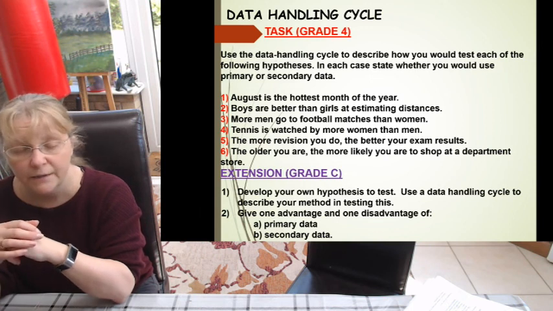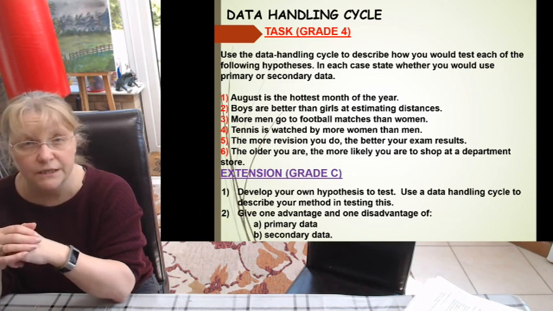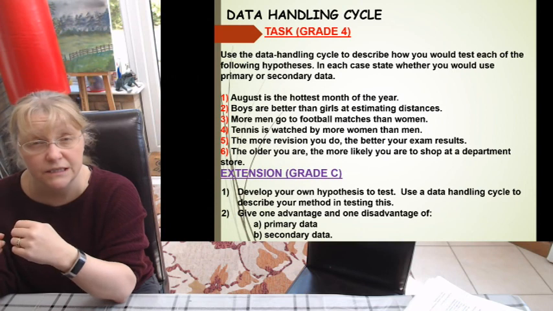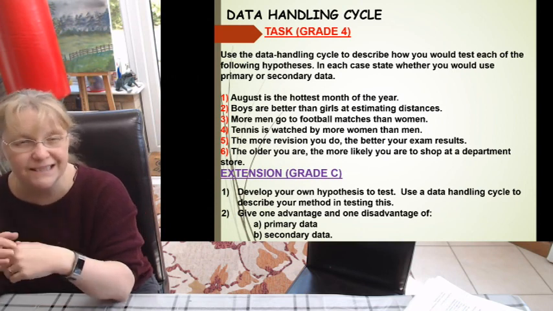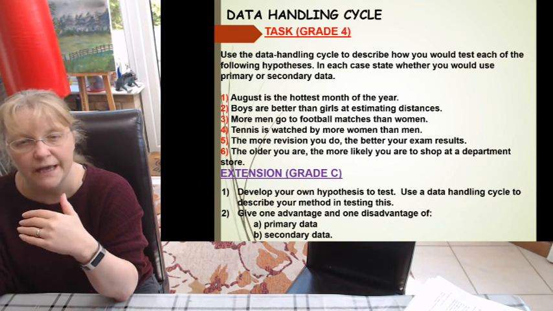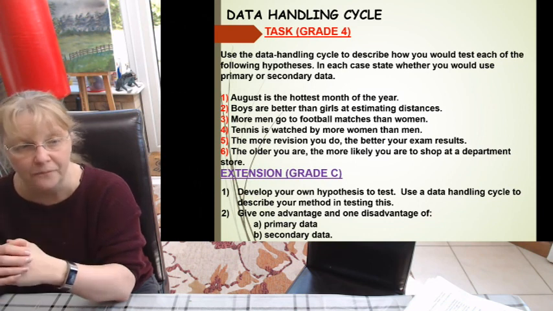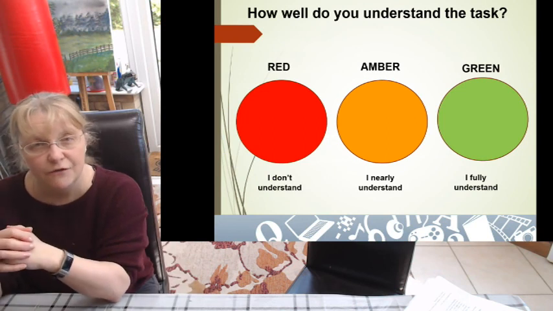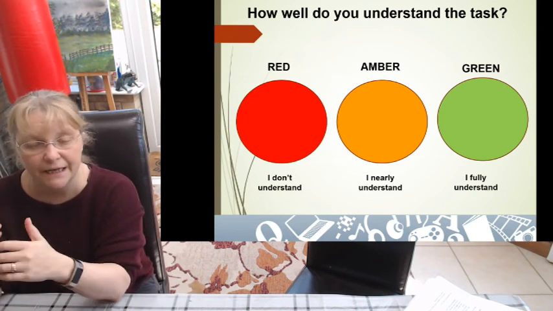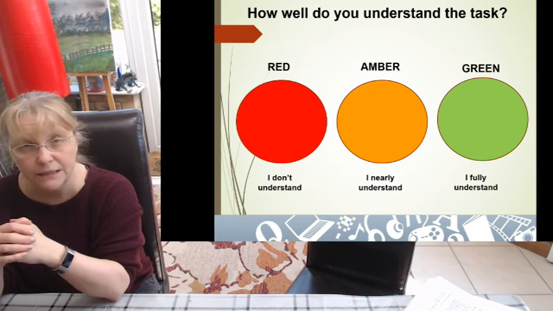And finally, I, I'd interpret the data. I'll basically use this to say, was I right, was I wrong? Hopefully you had similar type answers. If not, go back and try again. So this is the first for data handling, basically collecting the data. Are you red, amber or green?